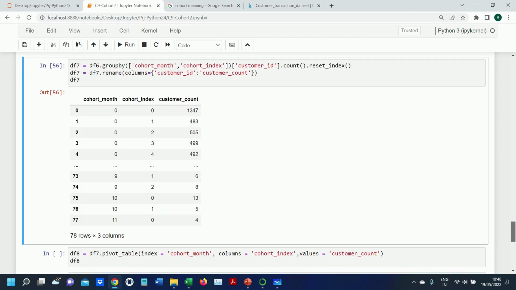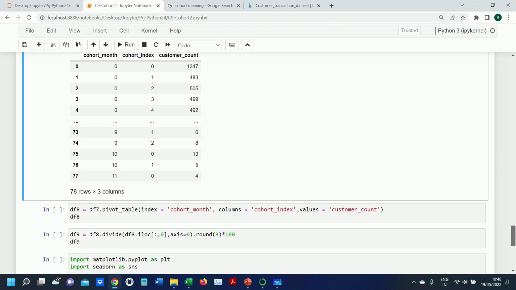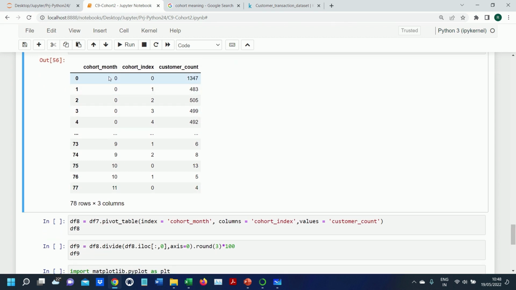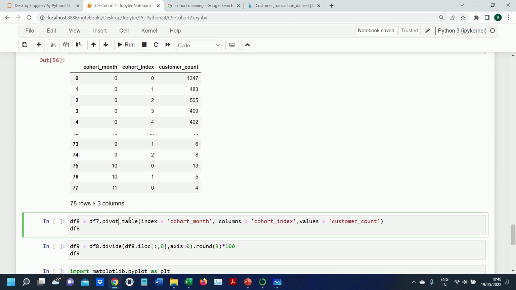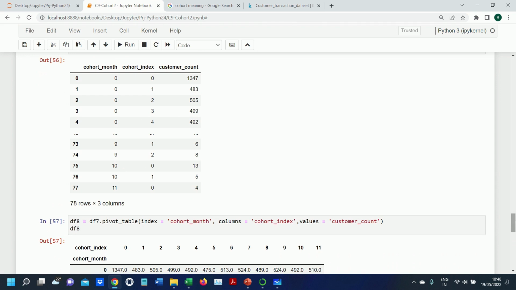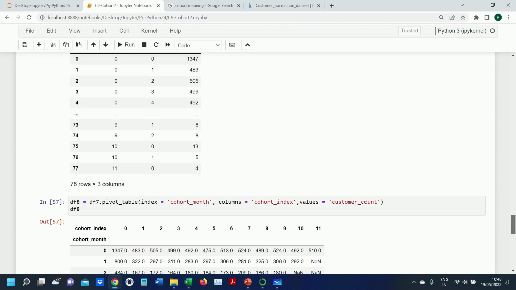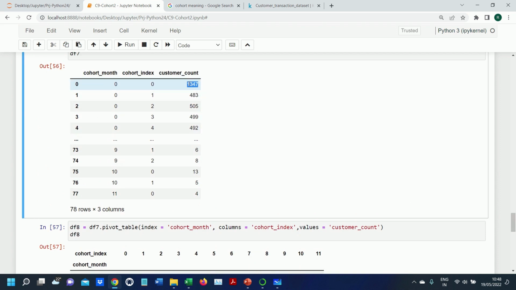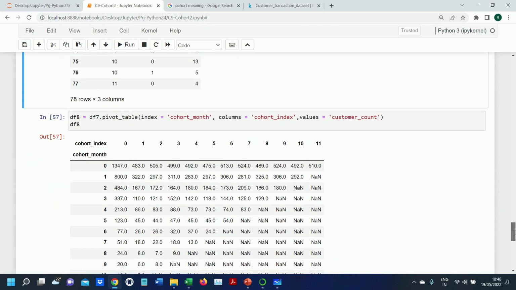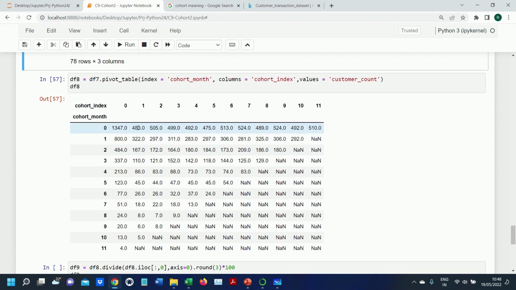Okay. So now let's do a pivot table of this. This 78 is a combination of cohort month and cohort index here. Let's do a pivot table here and find out. Out of these 1347 customers, only 483 have done the... So this is how the pivot will look like.